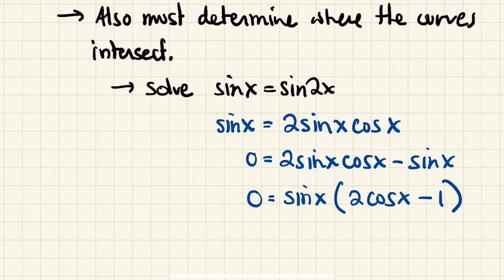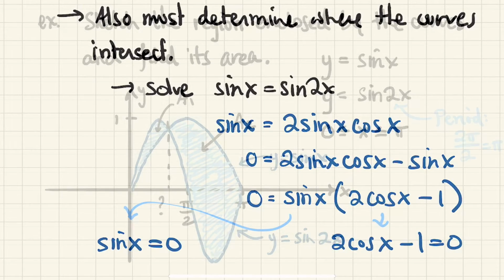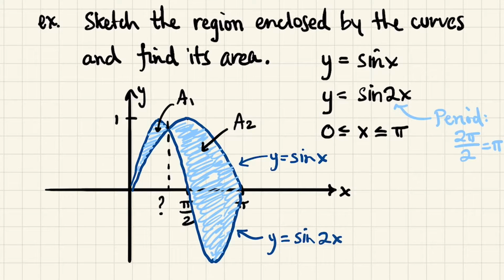And this equation splits into 2 separate equations. So we have sine of x equals 0 and 2 cosine of x minus 1 equals 0. Now remember, we're working in the interval from 0 to pi, so we don't have to go and root out all the infinitude of solutions to this. We just need to find what appears to be the first positive solution to this between 0 and pi.